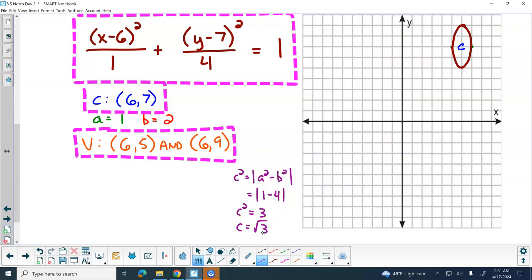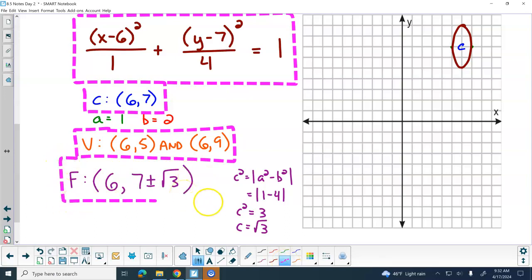Okay. Do I add or subtract that to the x's or to the y's of the center? To the y's because it's vertical. And there's everything that we need. Agree? Questions, comments, concerns, clarification?